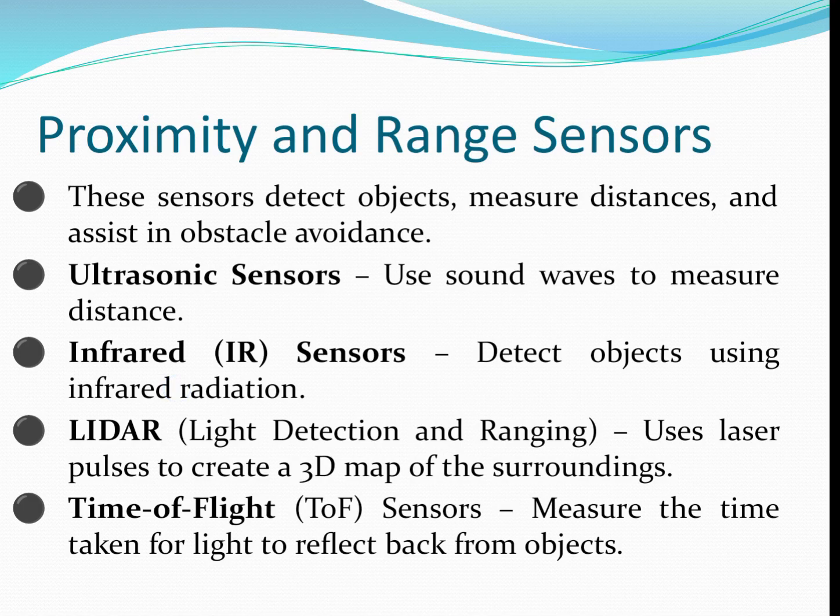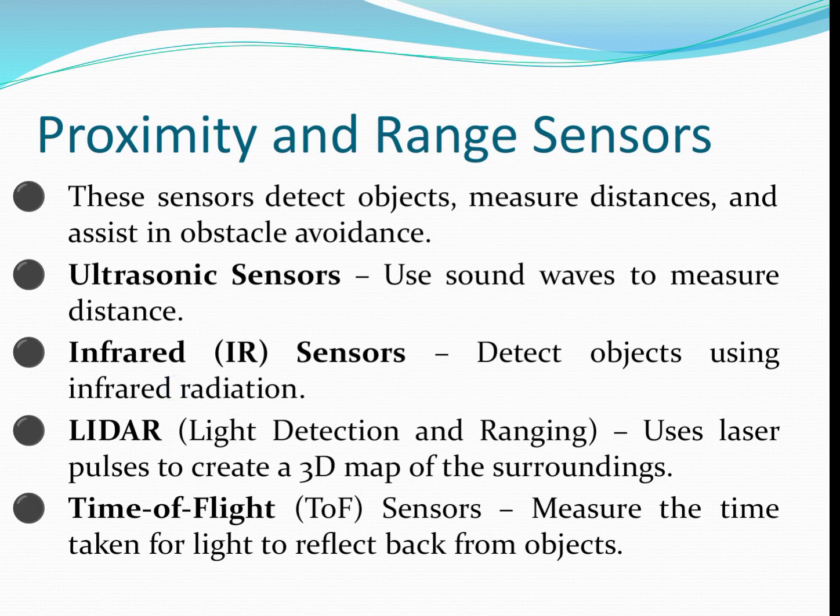Next we see proximity and range sensors. These sensors detect objects, measure distance, and assist in obstacle avoidance. Examples of proximity and range sensors are ultrasonic sensor, infrared sensor, IR sensor, LIDAR, and time of flight. Ultrasonic sensors use sound waves to measure distance. Infrared sensors detect objects by using infrared radiation.